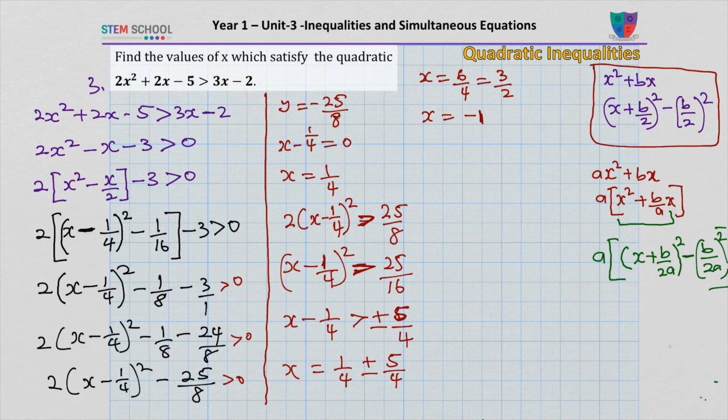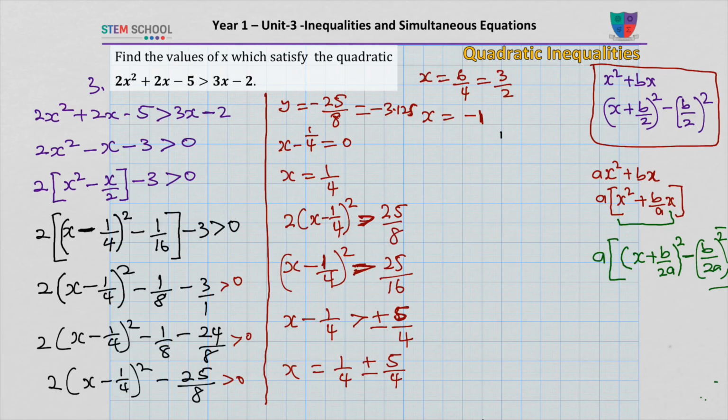The coordinate for the turning point, if I punch that into the calculator, 25 divided by 8 is minus 3.125. That's the y value at the turning point, and the x value is a quarter, 0.25.